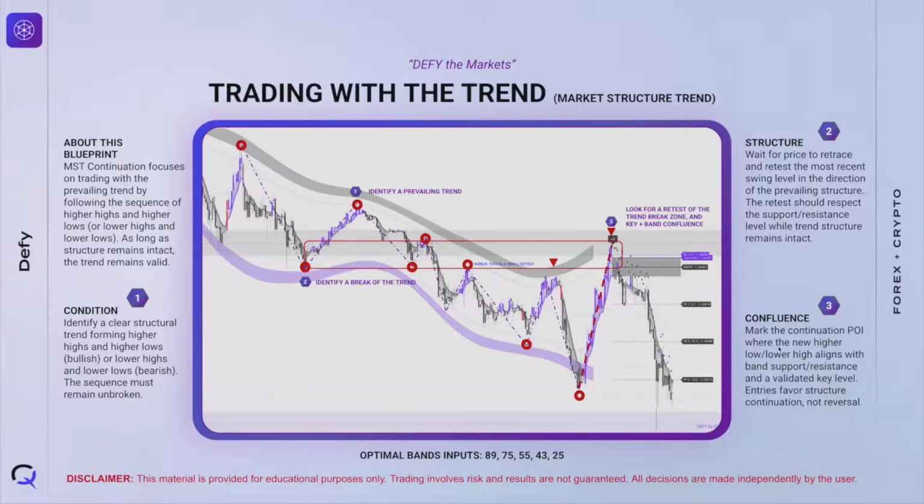Now the confluence is simply marking your POI, your key level, your previous highs, and just looking for an overall market structure continuation to the downside. This is a market structure trend. If you're having difficulties understanding this, please revert back to the Academy and to any boot camps, which will teach you how to identify a proper structure.